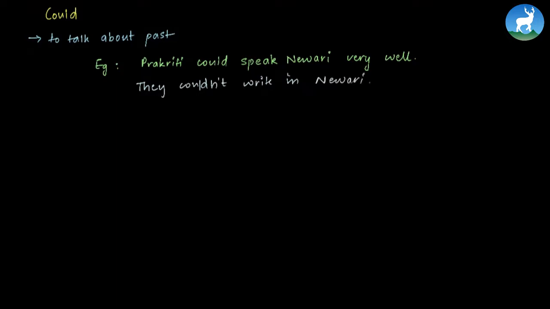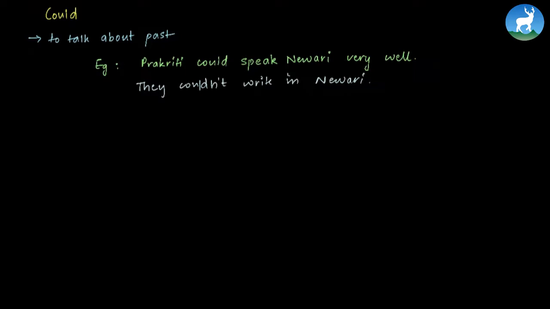The first example is showing the ability of Prakriti, who could speak Newari very well in the past, but you're not sure about the present. Maybe Prakriti went somewhere where she does not use Newari, where there is no Newari community. Because she has not practiced Newari, she forgot how to speak it. So Prakriti could speak Newari very well in the past. This is showing an ability which she had in the past.